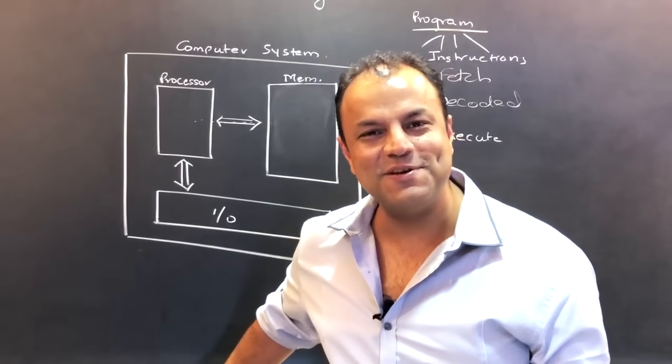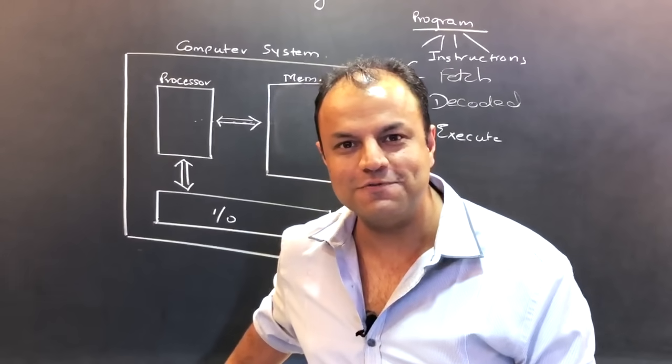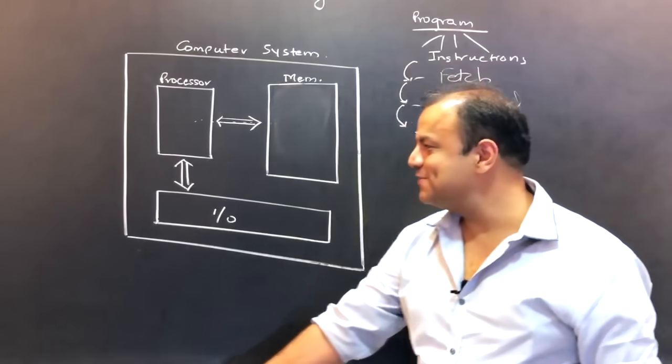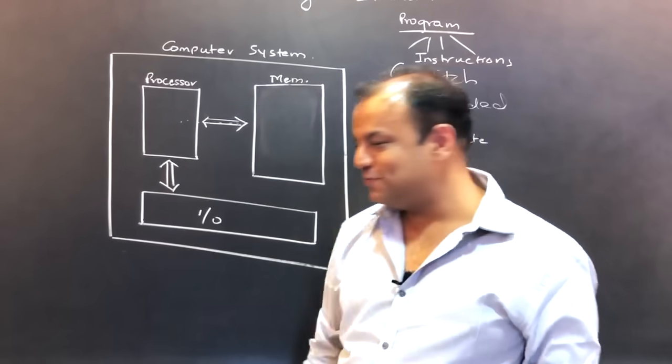A layman says information is stored in the memory. A COA student knows exactly at what time which information is stored in which memory. That's the difference. So you'll be learning the memory. Memory's job is to store information.